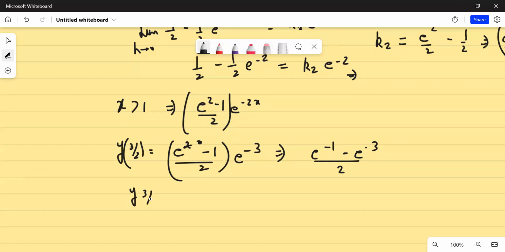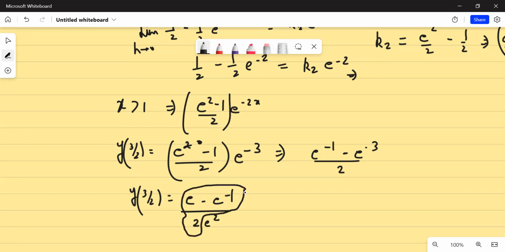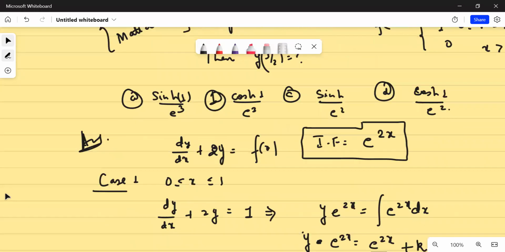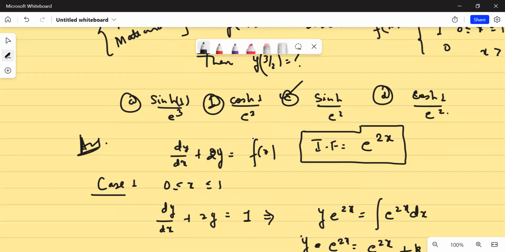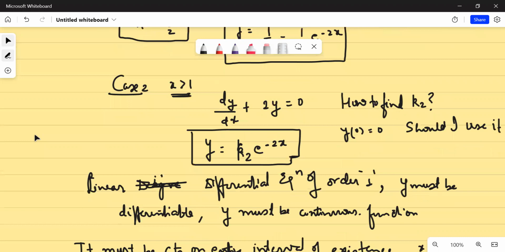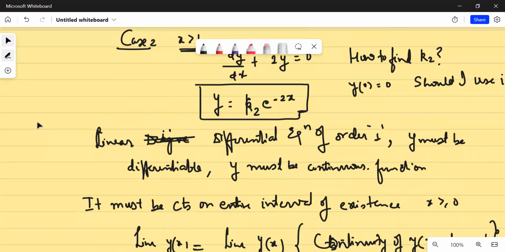So y of 3 by 2, multiplying and dividing by e square, I'll get e minus e to the power minus 1 divided by 2 e square. And this entire thing is nothing but sine hyperbolic 1 divided by e square. Is that clear? So the answer should be sine hyperbolic 1 divided by e square. Is that clear or not? Did you understand?